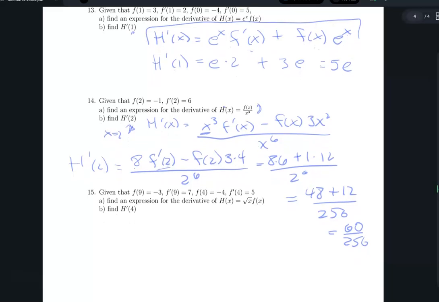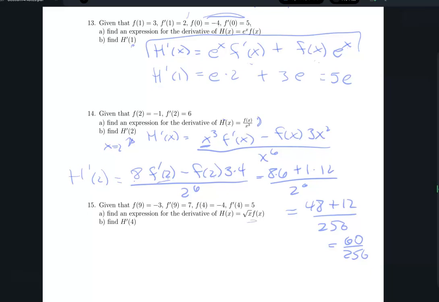Here we go. Let's look at the next one. So this one here, again, product rule. If you want, you could invest the time to rewrite that root x so that you see it's x to the 1/2. So h prime of x, first d second plus second d first. So that's 1/2 x to the negative 1/2.